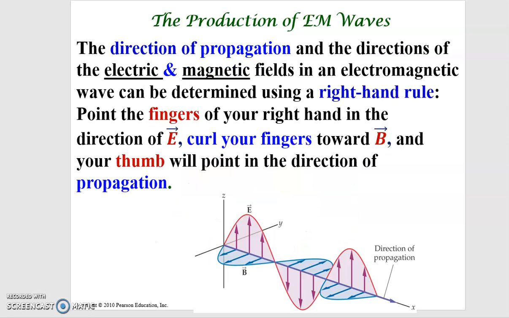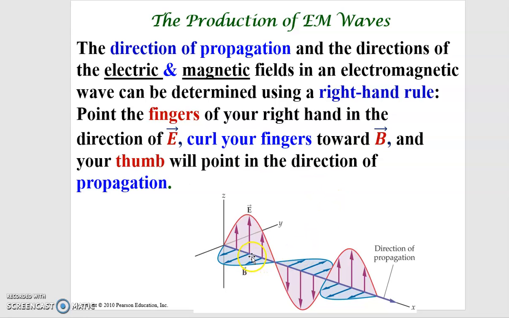So here we need to study the so-called right-hand rule. The right-hand rule is that you point the fingers of your right hand in the direction of the electric field, then curl them toward the direction of the B field. Then your thumb will be the direction of the wave propagation.